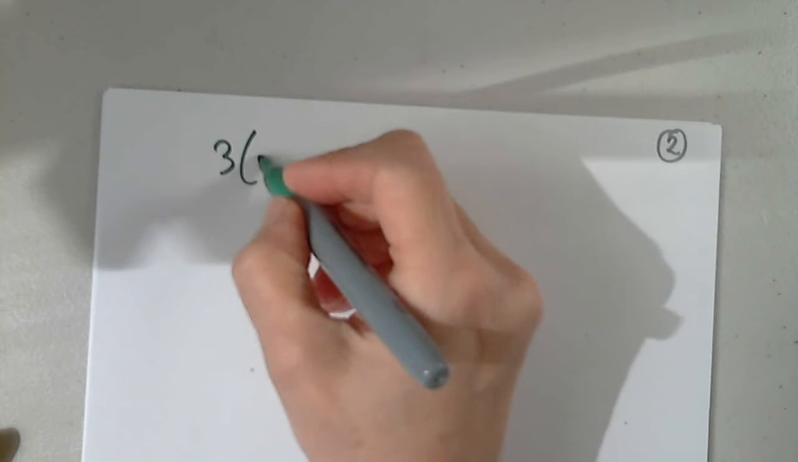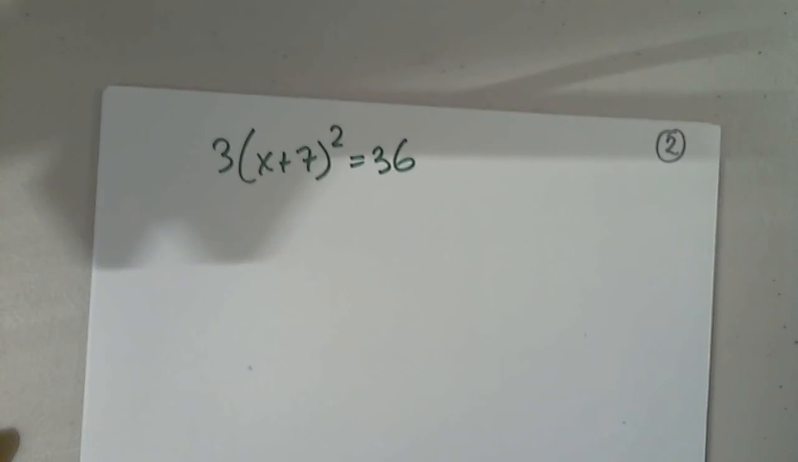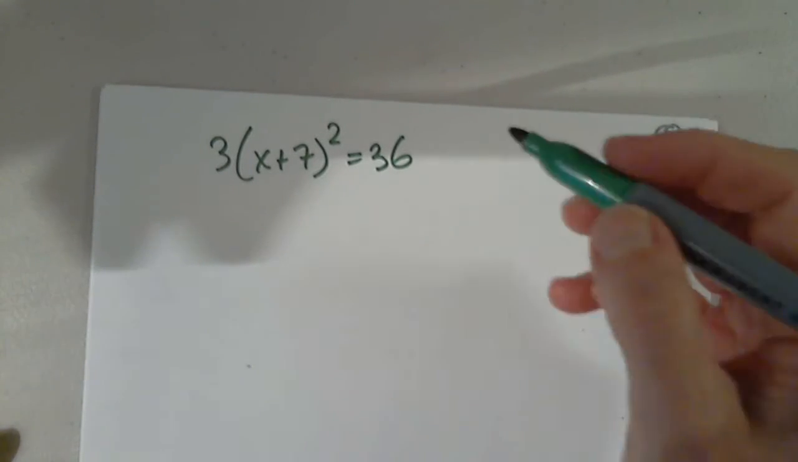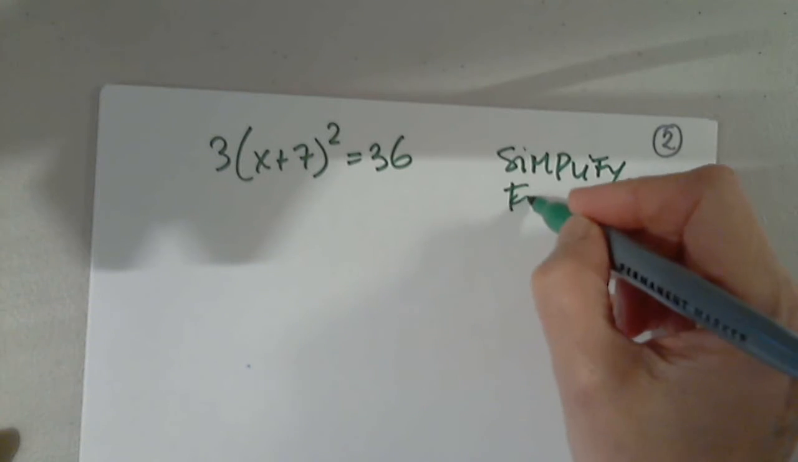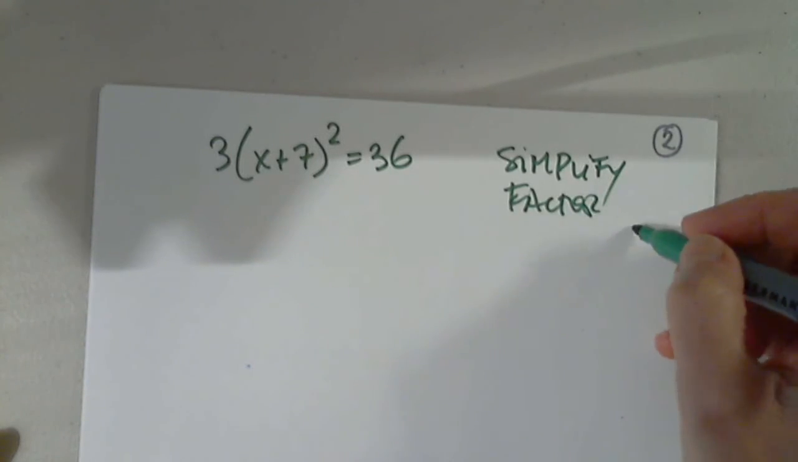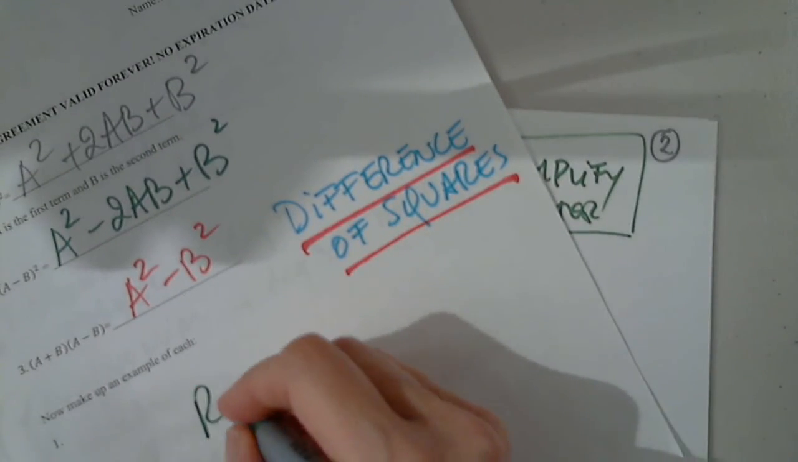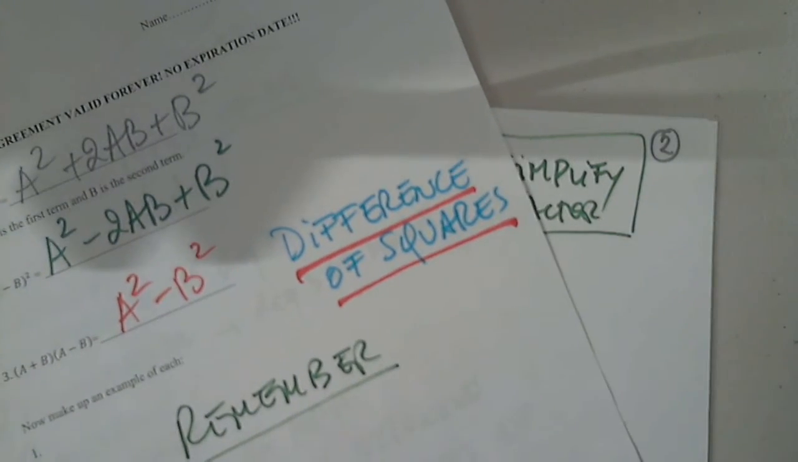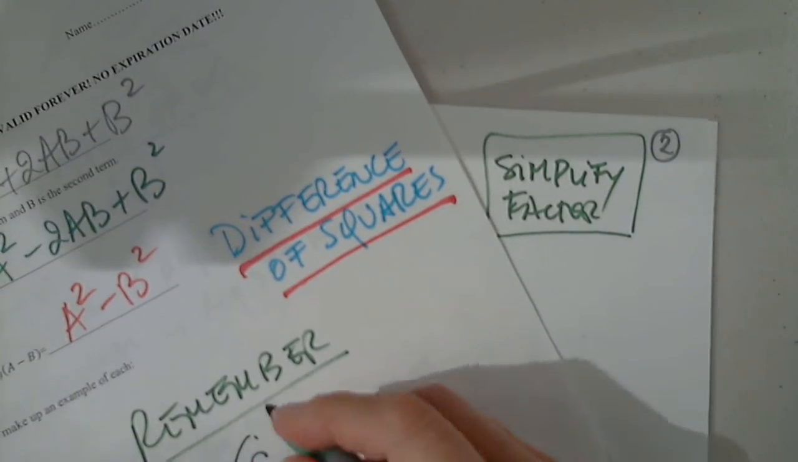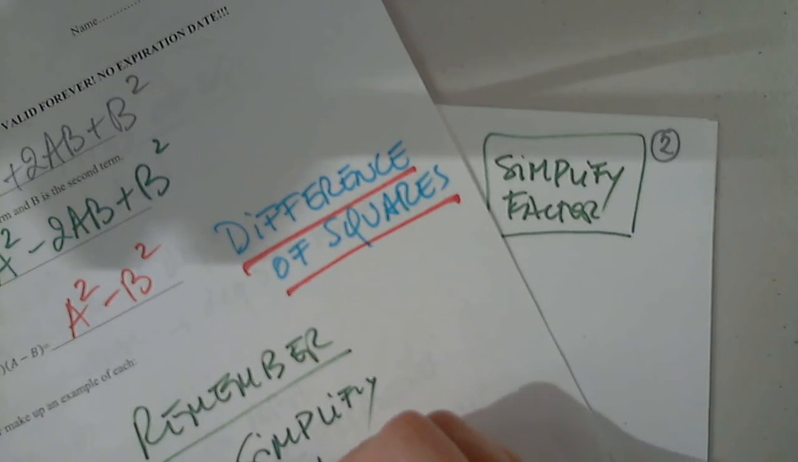So this is 3 times (x plus 7) squared equals 36. So obviously, always remember, simplify and factor. These should be in the back of your mind at all times, and maybe I should put that in here. Remember: simplify, factor.